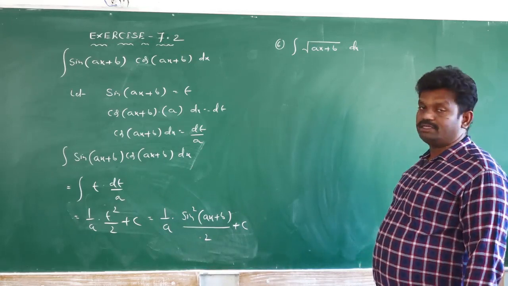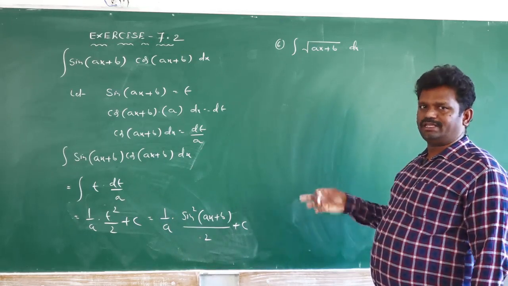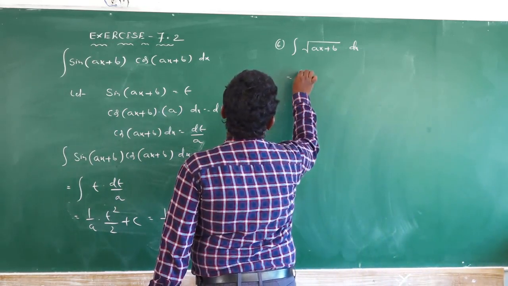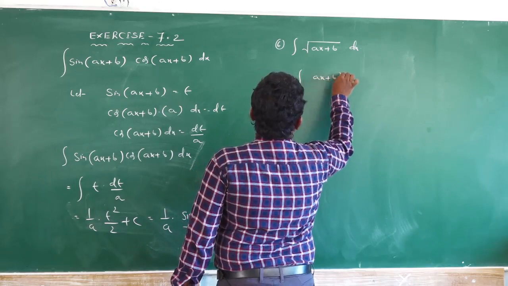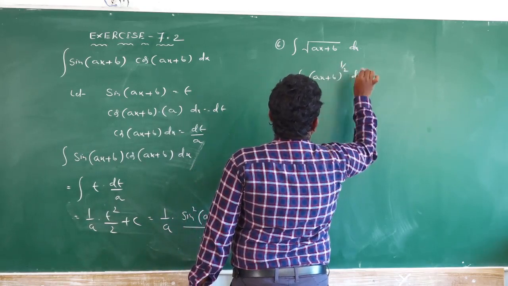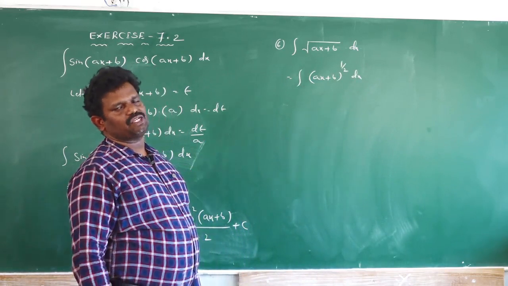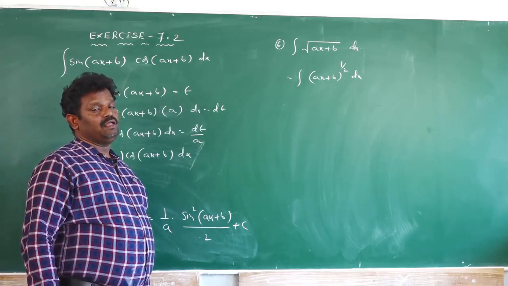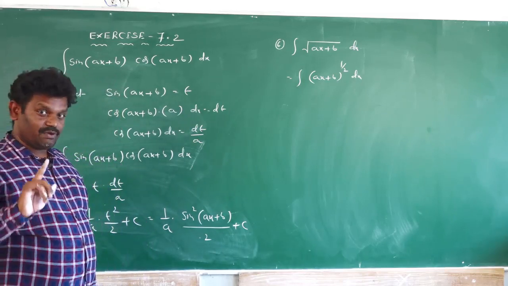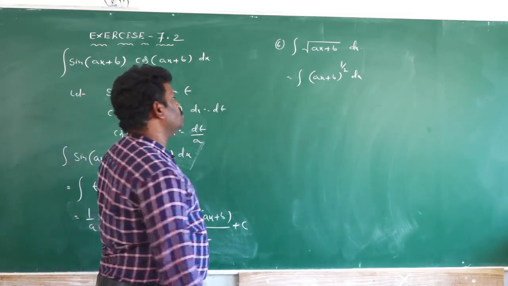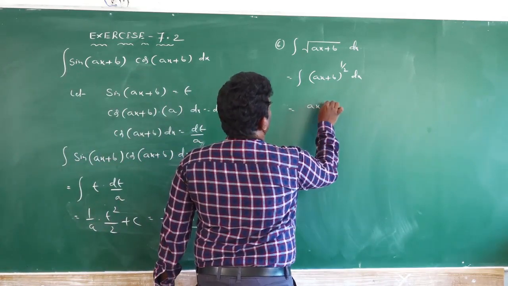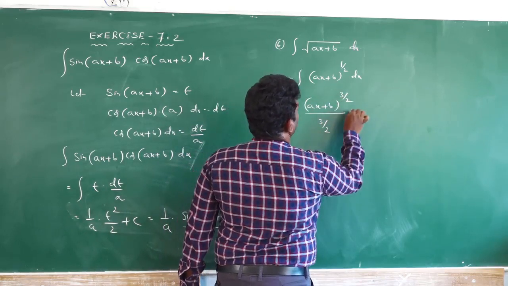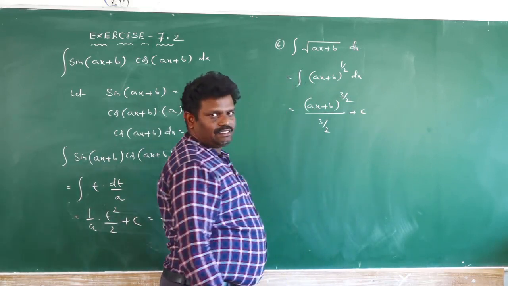Now to find this integral, there is no direct root x formula in integration. So we convert it to the integral of ax plus b whole power 1 by 2 dx. Now we compare with the standard formula: the integral of x power n dx equals x power n plus 1 by n plus 1 plus c. So we get ax plus b whole power 3 by 2 divided by 3 by 2 plus c. Correct?